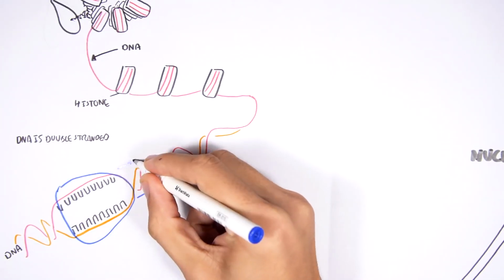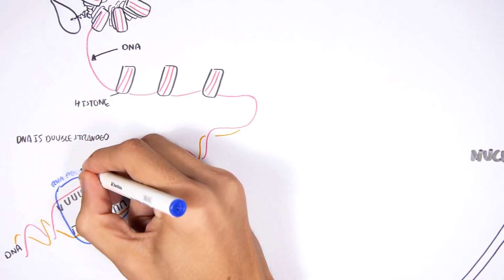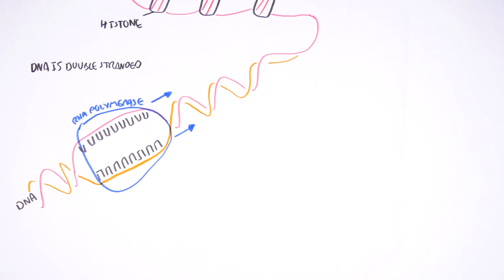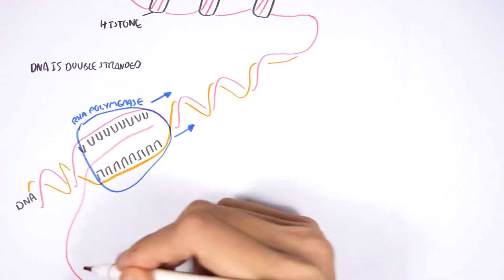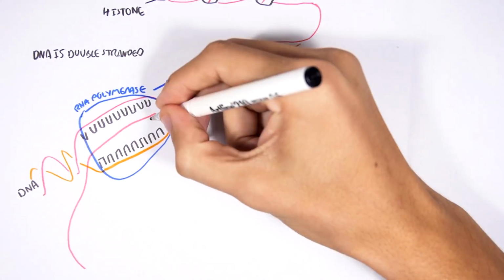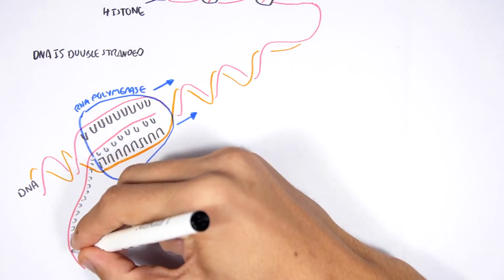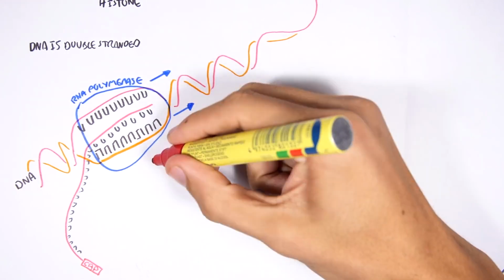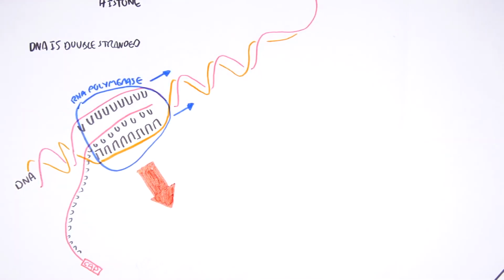Our body makes RNA through the help of an enzyme called RNA polymerase. Now, RNA polymerase synthesizes an RNA using one of the DNA strands as a template. This process of synthesizing RNA from DNA is called transcription because we are transcribing.